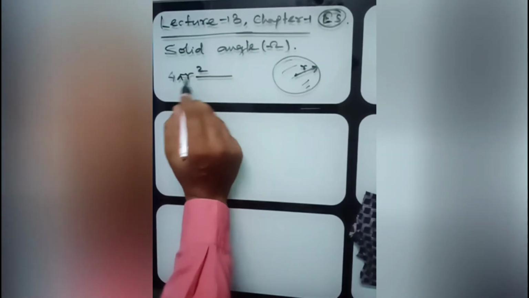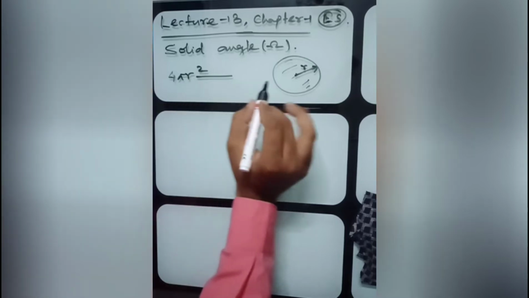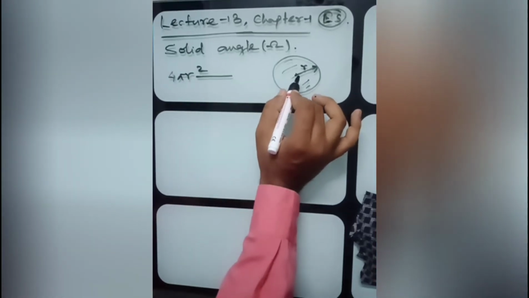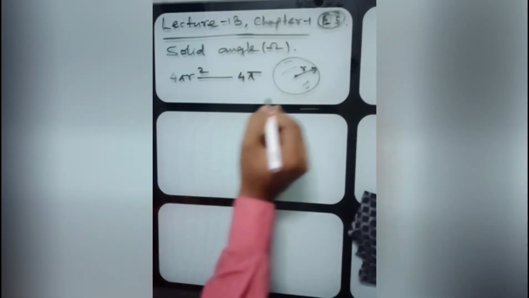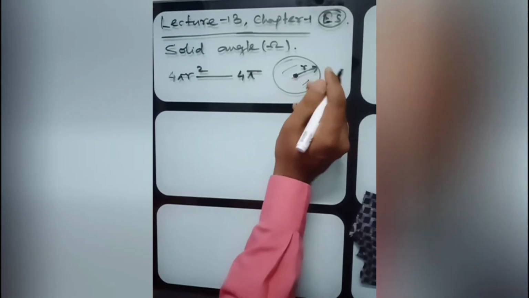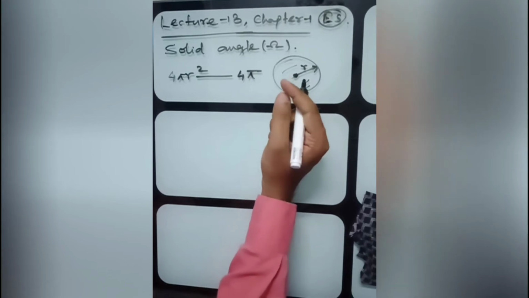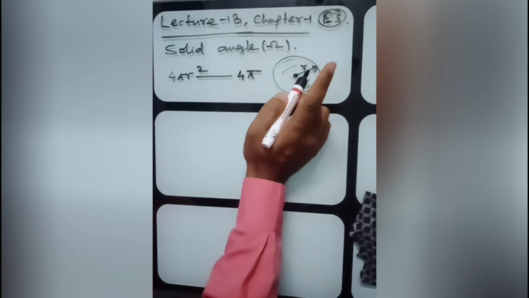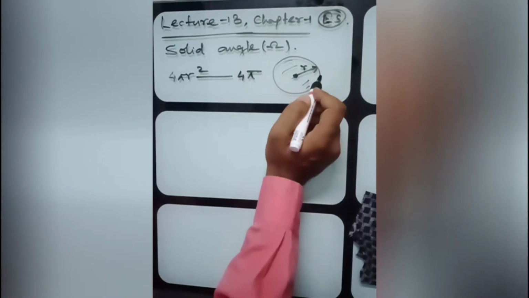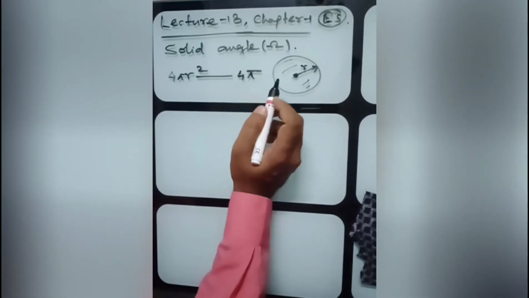For this complete surface area, we know that the solid angle will be 4 pi. You have to remember, it is 4 pi. For a specific surface area, what will be the solid angle we are going to find out? The maximum will be 4 pi. You can also prove that the maximum solid angle will be 4 pi.